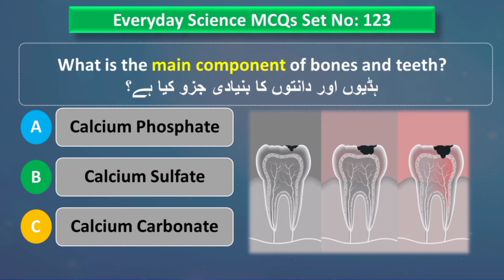Question number 7. What is the main component of bones and teeth? Options are A. Calcium phosphate, B. Calcium sulfate, C. Calcium carbonate. The right answer of this question is option A, calcium phosphate. Calcium phosphate is the main component of bones and teeth.